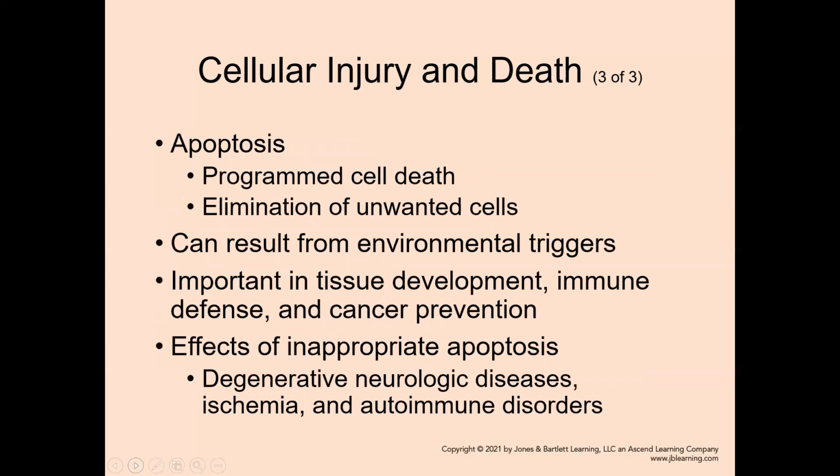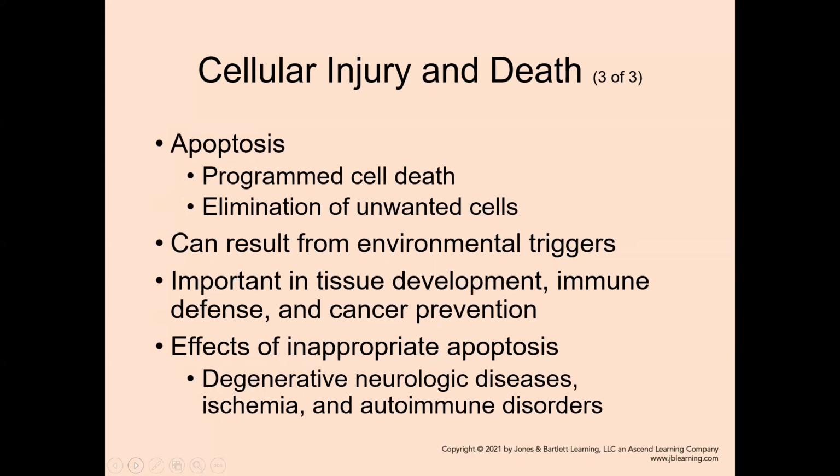So apoptosis is when the cell death is programmed, an elimination of the unwanted cells. This can result from environmental triggers. An example of that would be chemoradiation to get rid of cancerous cells. The way to prevent this is to take steps to prevent cancer and keep your immune defenses up.